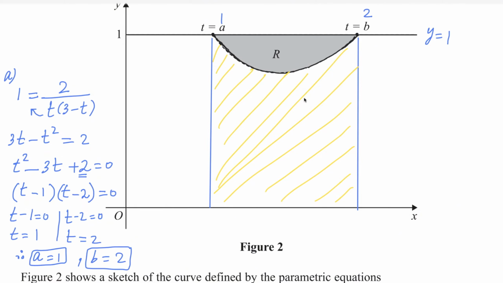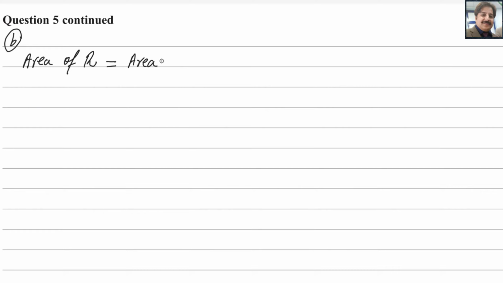Let me write that formula here, then we will discuss the next point. For the second part, we want to find the area of R, the shaded region R. That will be equal to the area below the line, the area under the line, minus the area under the curve.